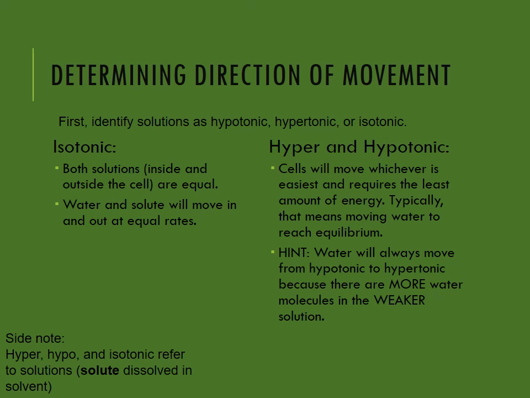Okay, so quick review of hypo and hypertonic. Cells will move whichever way is easier and requires the least amount of energy. Typically that means that water will move to reach equilibrium. So water will always move from hypotonic to hypertonic because there are more water molecules in a weaker solution. Hypo, hyper, and iso are referring to the solution, so solute dissolved in a solvent. I know it's a lot to wrap your mind around, but replay this if you need a better understanding.